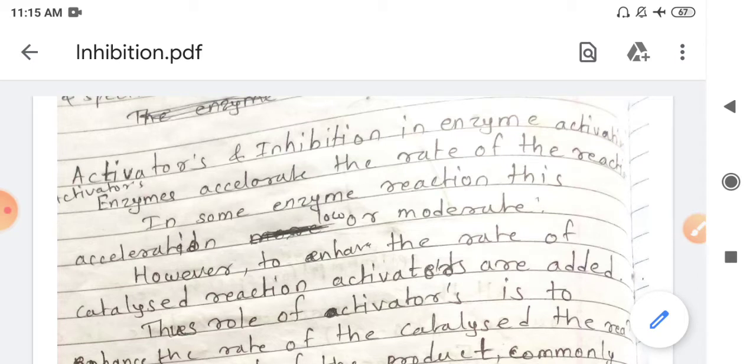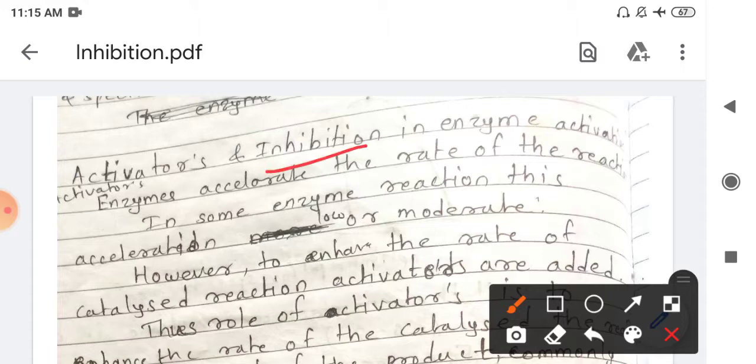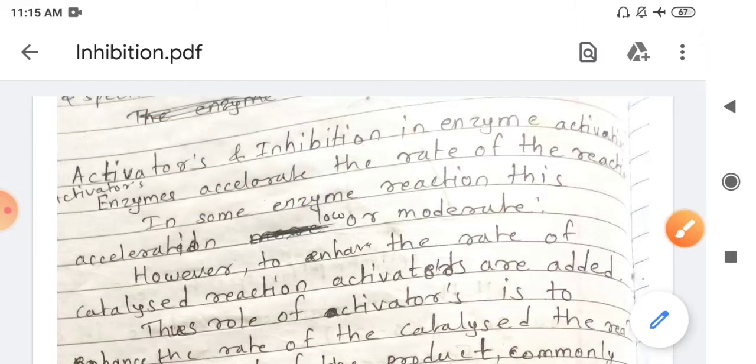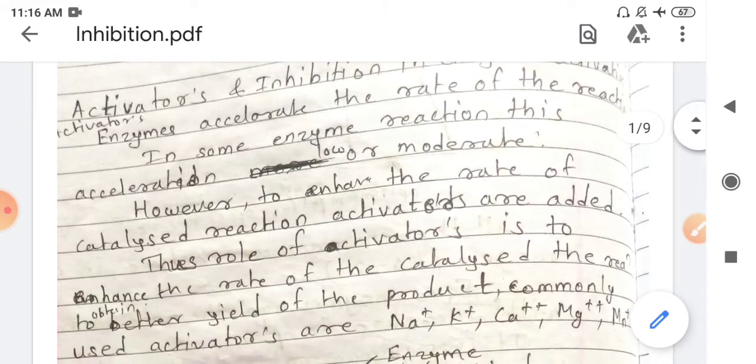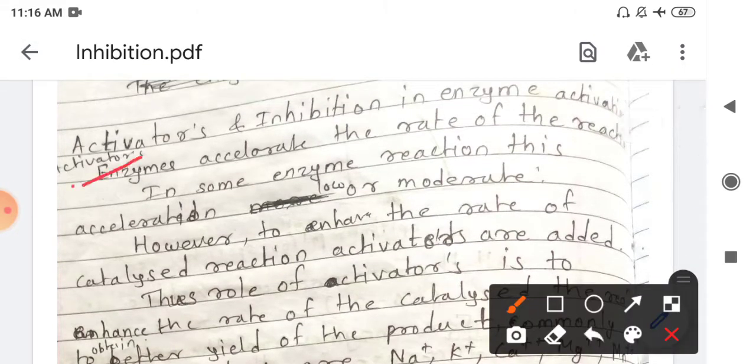For the various types of inhibitors there are a few other mechanisms. There are three types of mechanism depending upon the type of inhibitor used in the given reaction. We'll see the various mechanisms for the three types, and some examples of the activators and inhibitors generally observed in enzyme catalysis reactions. First of all, we will see what we mean by activators.